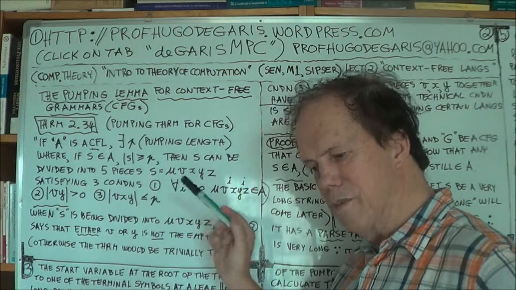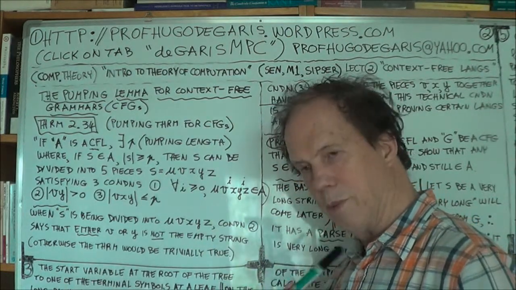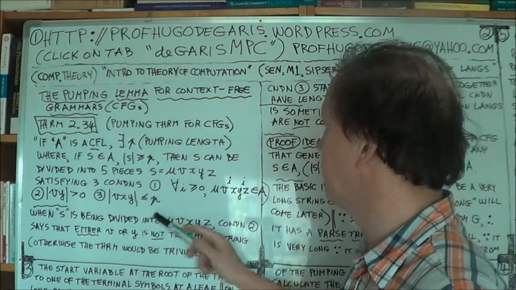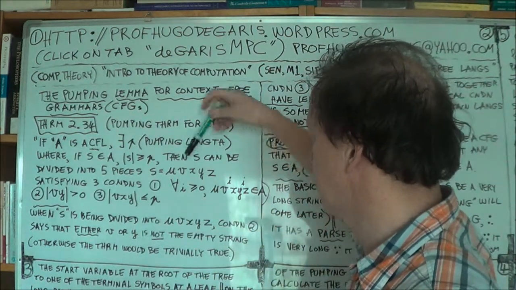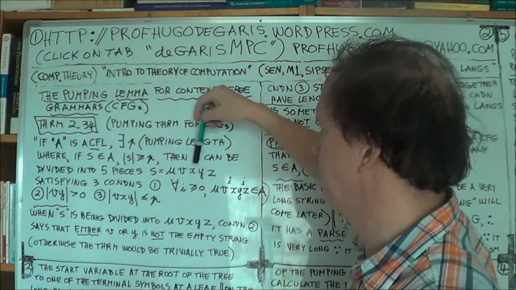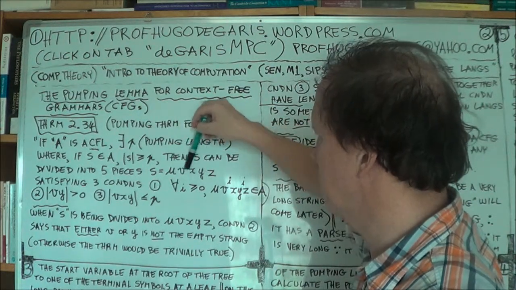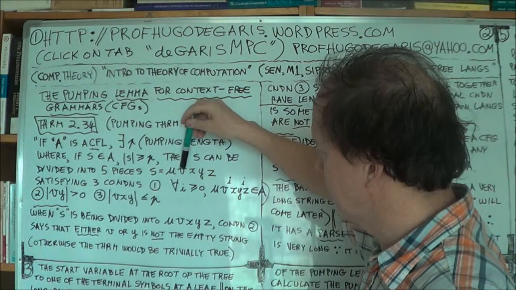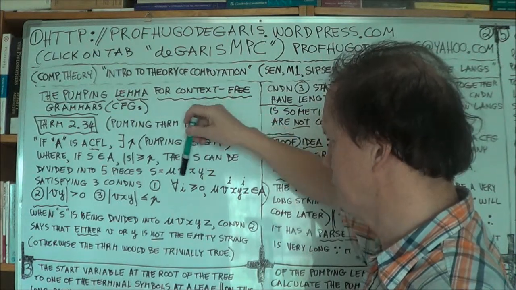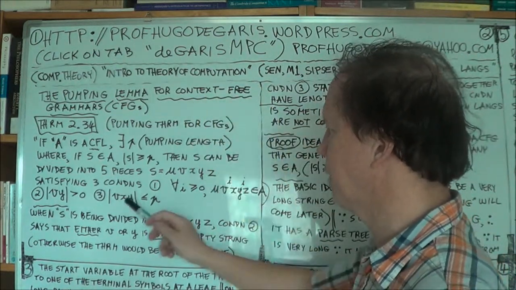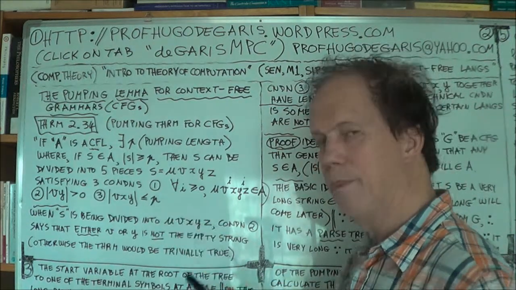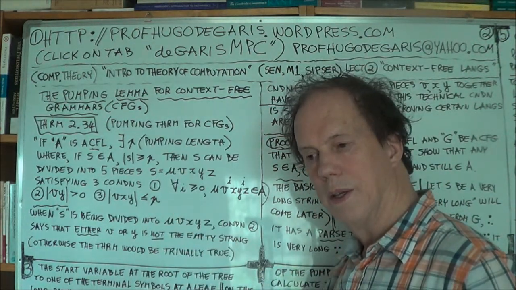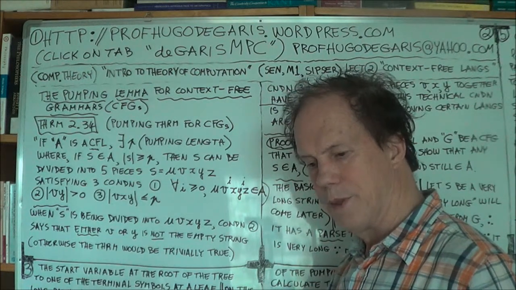Now this is sort of similar to what we were talking about before. So VXY. If you take this substring, the middle of the sandwich, if you like, so you take the second, third, and fourth substrings concatenated, that length has got to be less than or equal to p. And p, remember, is your pumping length.